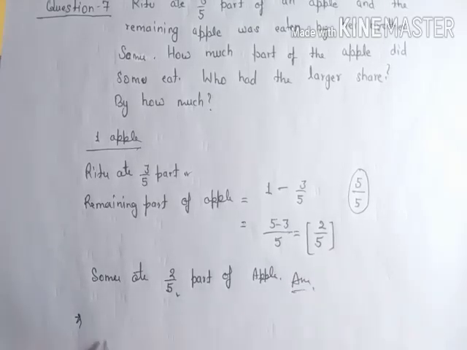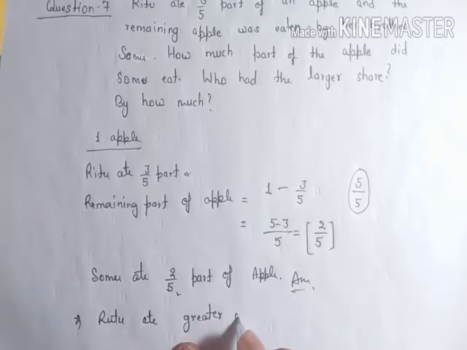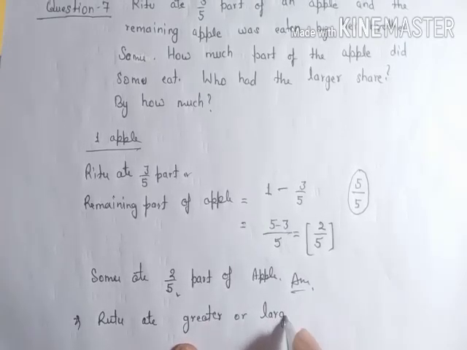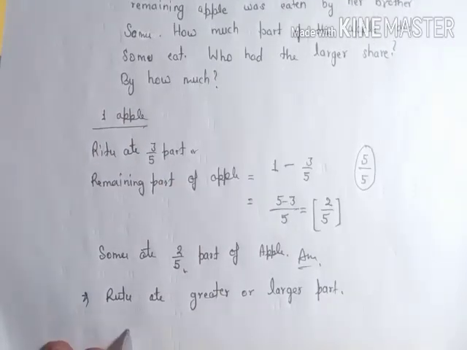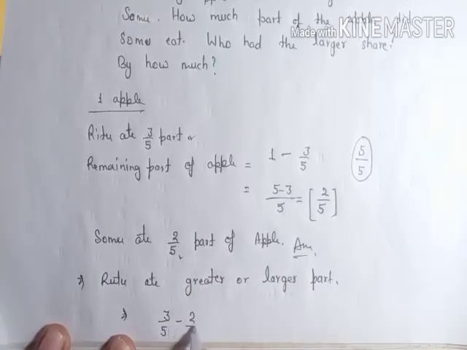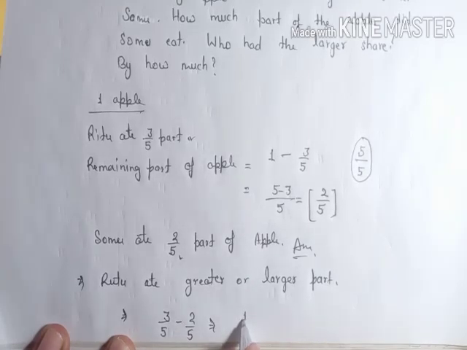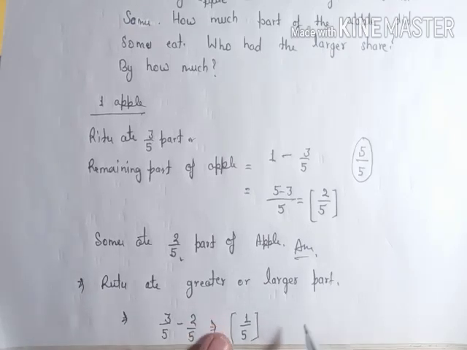This is your first answer, and you can write yes, Ritu ate greater part, greater or larger share, larger part, and it is said by how much. So you have to subtract both the parts. This is the larger, this is the smaller, and after subtraction the result is 1 upon 5. So Ritu ate the larger share, which is 1 upon 5 part extra than Somu's part.